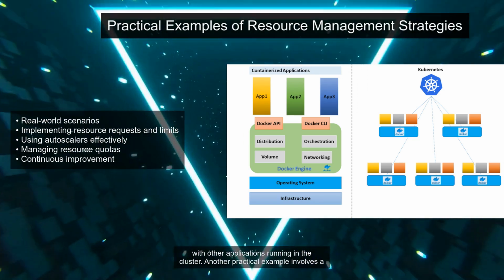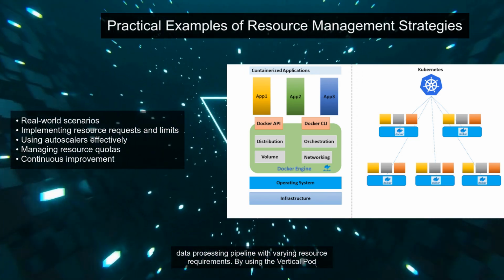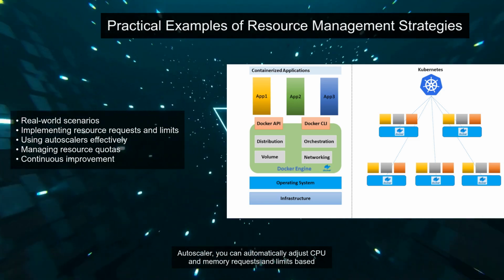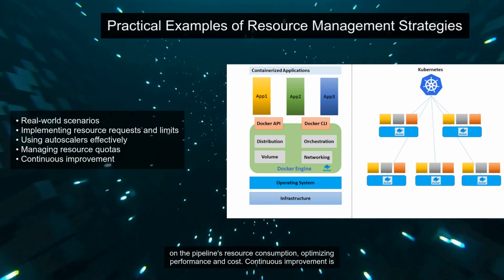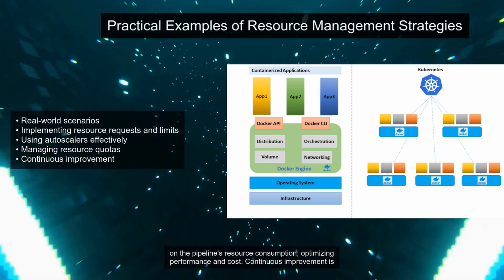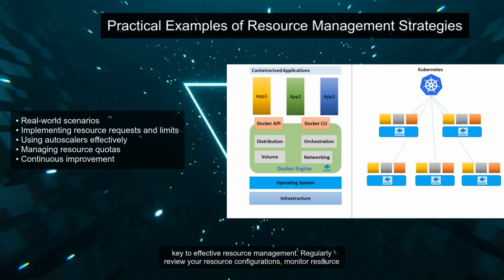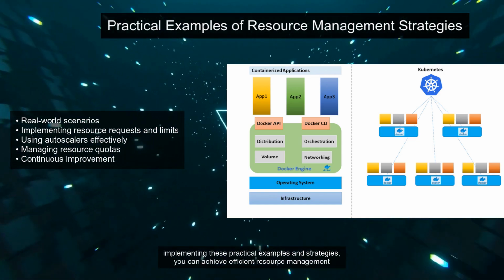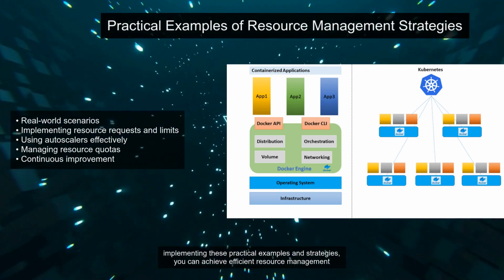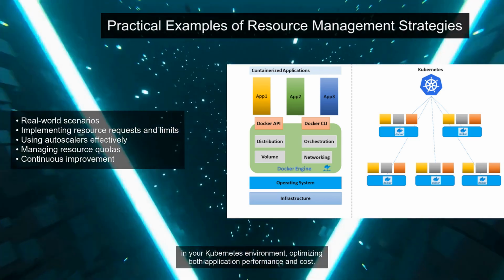Another practical example involves a data processing pipeline with varying resource requirements. By using the vertical pod autoscaler, you can automatically adjust CPU and memory requests and limits based on the pipeline's resource consumption, optimizing performance and cost. Continuous improvement is key to effective resource management. Regularly review your resource configurations, monitor resource usage, and adjust your strategies based on observed data and trends. By implementing these practical examples and strategies, you can achieve efficient resource management in your Kubernetes environment, optimizing both application performance and cost.